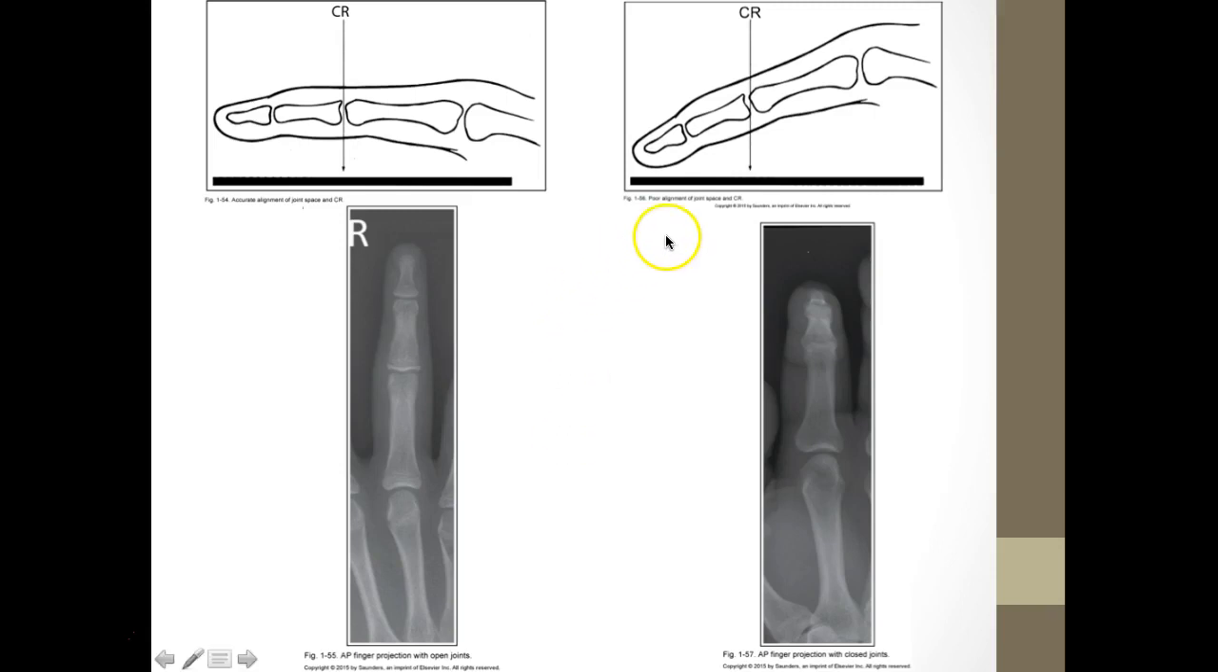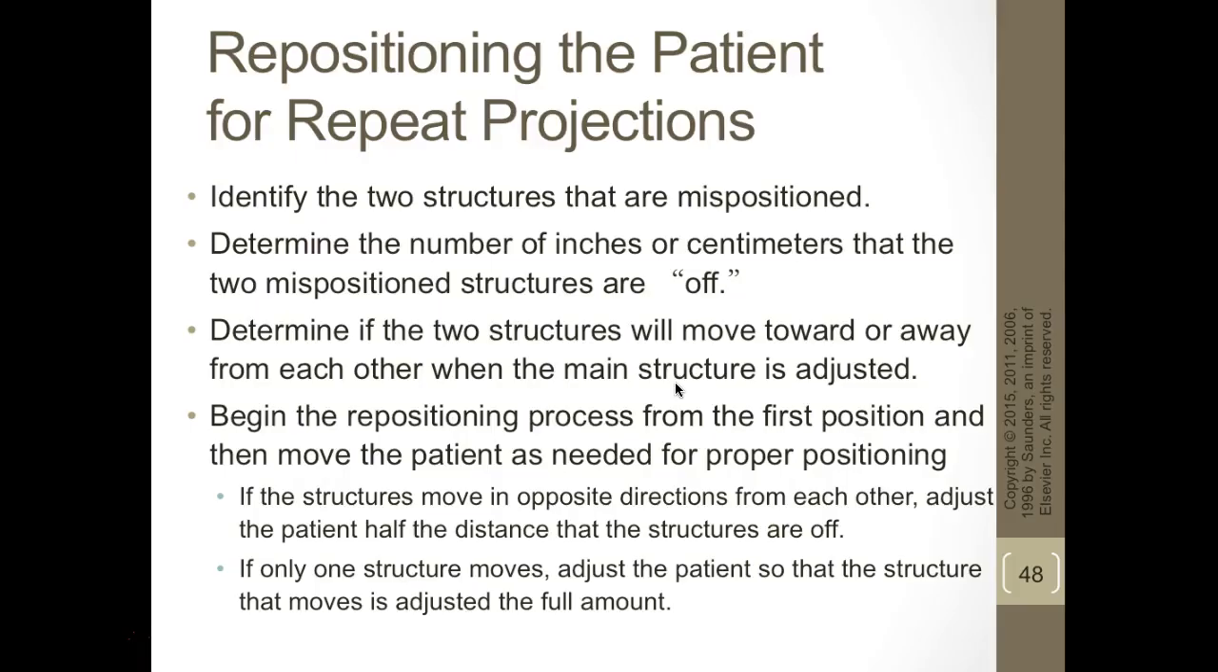So having the anatomical part with your CR aligned is really important, because it's going to open up your joint spaces, as you can see here. You can also slide your marker across the top, that's fine. Here, as you can see, the finger is not straight and the joint spaces are closed. So it's really important to get that VOI centered and straight so that you can open up joint spaces.